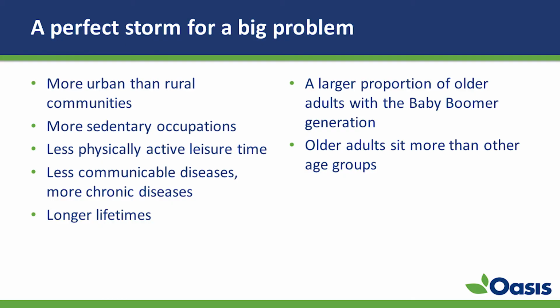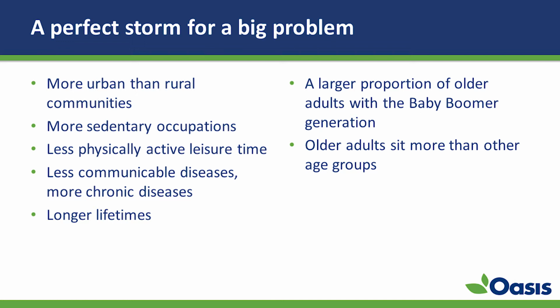So older adults have a higher risk for type 2 diabetes and heart disease, and sitting might be one of those variables that increase that risk. So we're going to finally get to the sitting part here. Thank you for going through a long history lesson and journey with me. So this is a little bit of that perfect storm for what might be a really big problem moving forward.